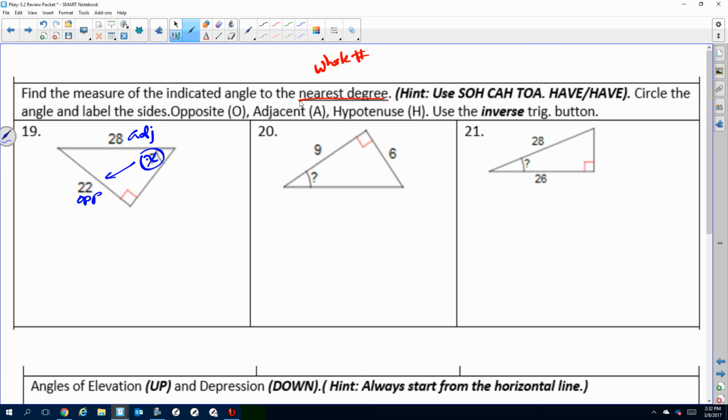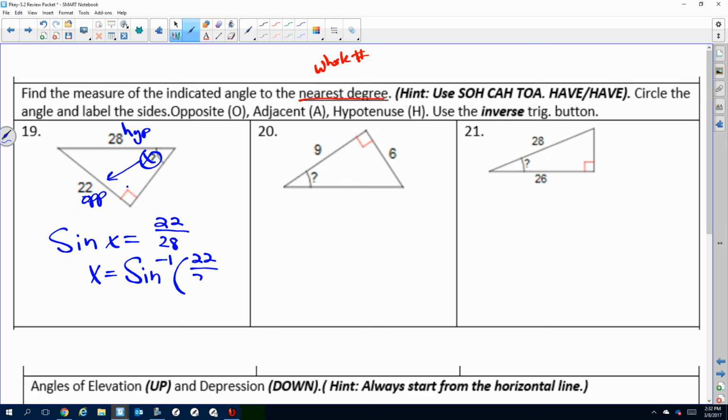So what trig function do we use dealing with O and A, opposite and adjacent? Oh, I'm sorry, this is wrong. It is x, it is opposite, but this is our right angle. This is the hypotenuse. So opposite and hypotenuse, that's sine. So we write sine of x equals opposite over hypotenuse, which is 22 over 28. But to find the x, this is when we do the sine inverse, sine to the negative 1, of 22 over 28.